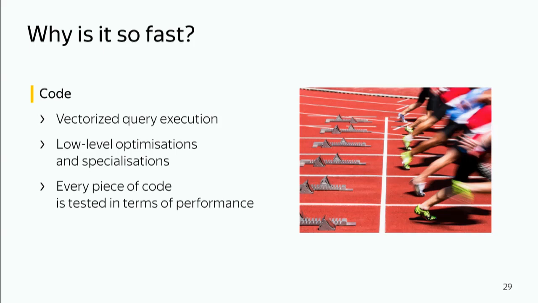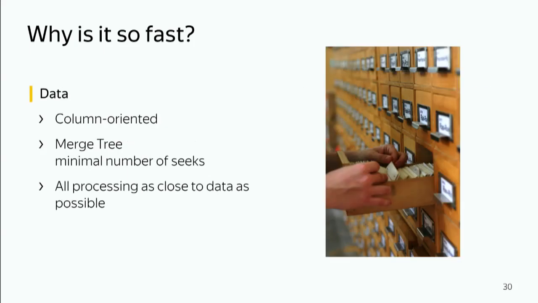So you can say that about any function in ClickHouse that it will be as fast as it can. If not, just tell Alexey and he will make it fast enough. Data. As I said, it's column-oriented, and in performance it's very important because you just read only the columns you need in your request.